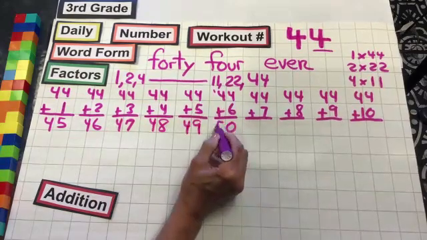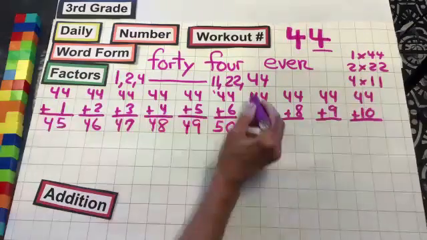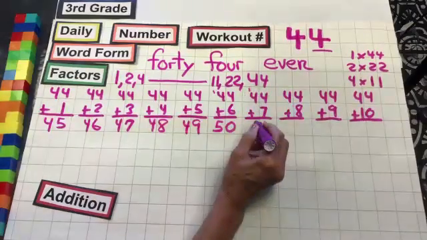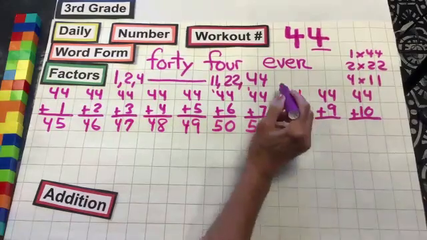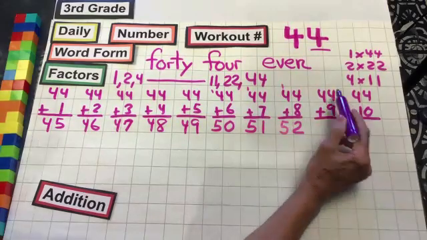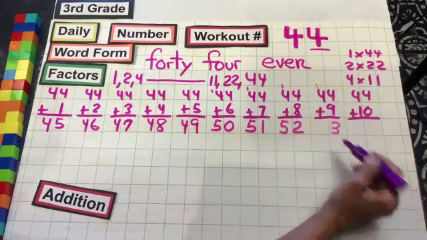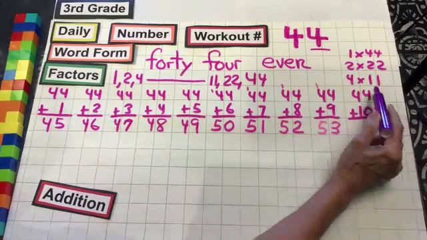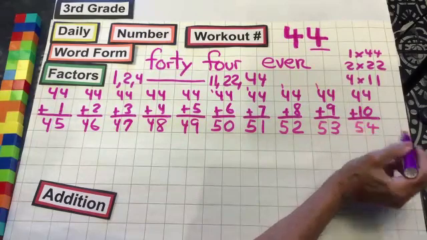4 plus 1 is 5. 4 plus 7 is 11. Drop the 1, carry the 1. 1 plus 4 is 5. 4 plus 8 is 12. Drop the 2, carry the 1. 4 plus 1 is 5. 4 plus 9 is 13. Drop the 3, carry the 1. 1 plus 4 is 5. Then 4 plus 0 is 4, and 4 plus 1 is 5.